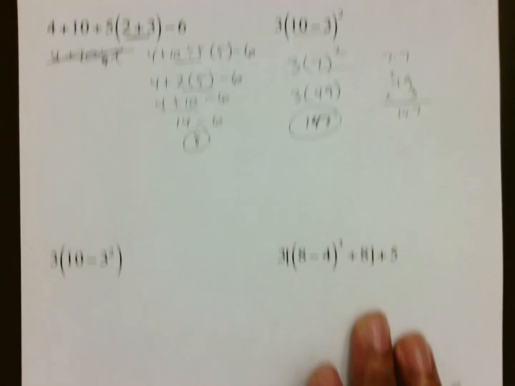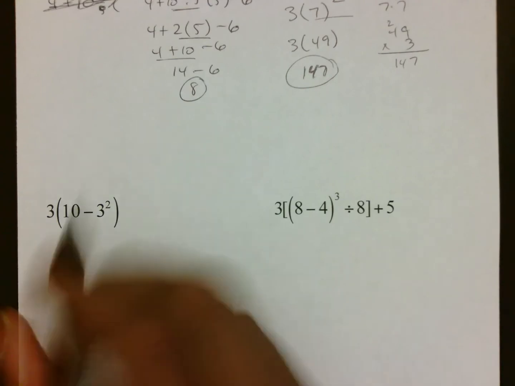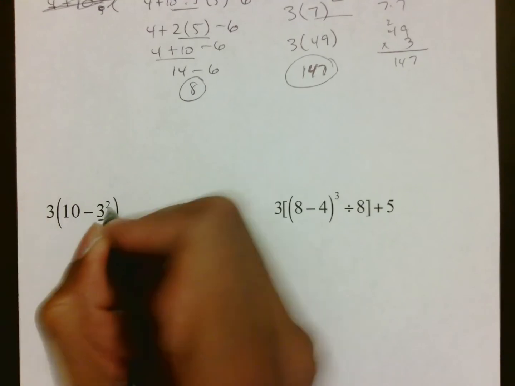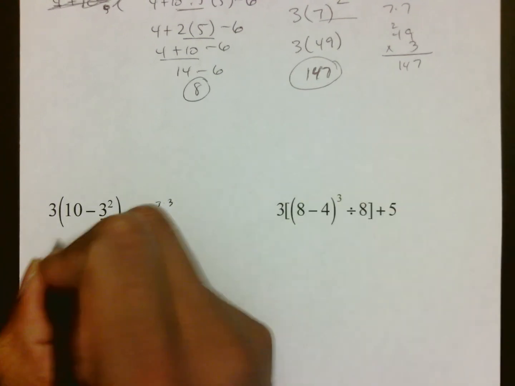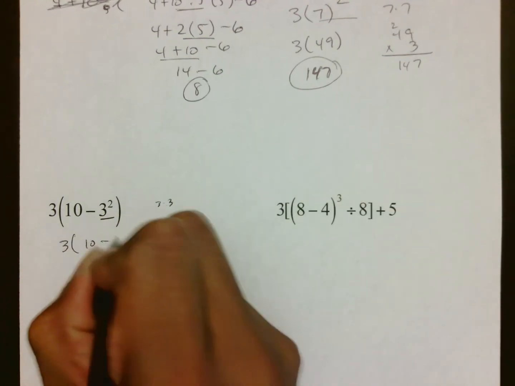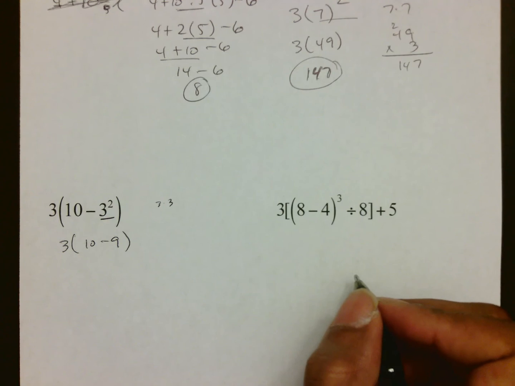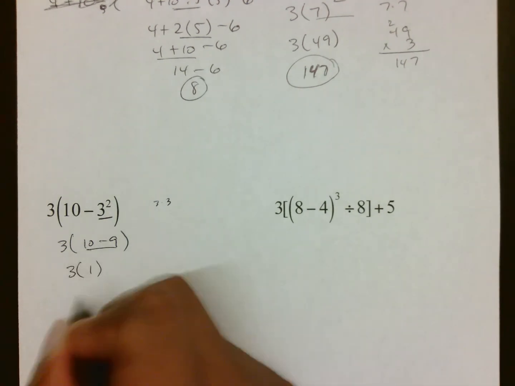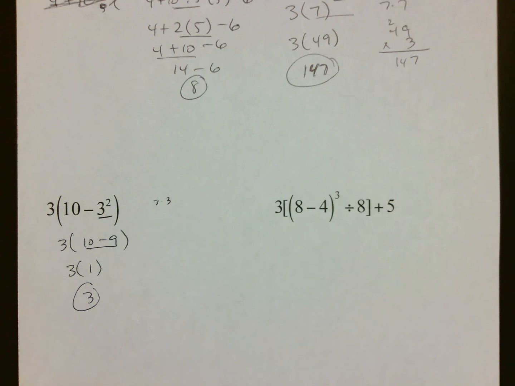Alright. Next example. On the inside we have more than one operation, but the strongest operation there is your 3 squared, which is 9. So 3 times 10 minus 9. That's still on the inside, so we do that first. So 3 times 1, which is 3.